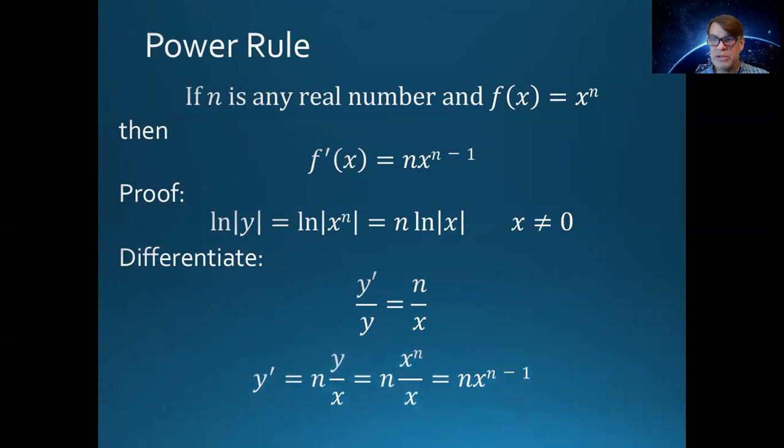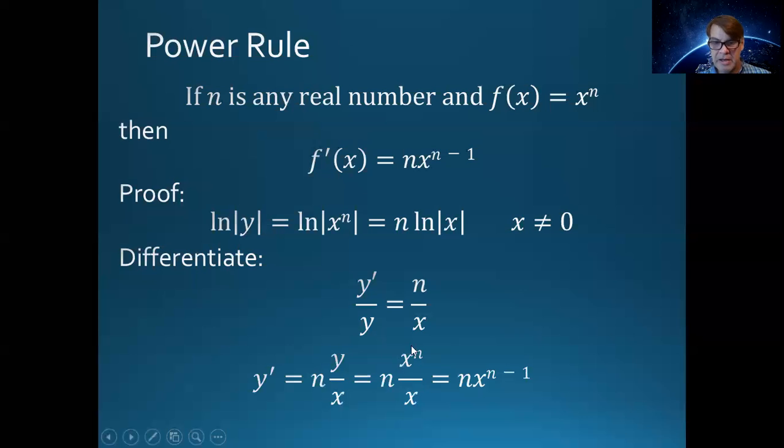So now we just do a little algebraic voodoo. We multiply both sides by y, and we get y prime equals y times n over x, so we've got the y on this side. So we've got the f prime of x equals this. And then we know that y equals x to the n, right? So we can substitute x to the n for y. And then what is x to the n over x? It's x to the n minus 1, right? Because this is x to the 1, and using the rules, x to the n over x to the 1 is x to the n minus 1.